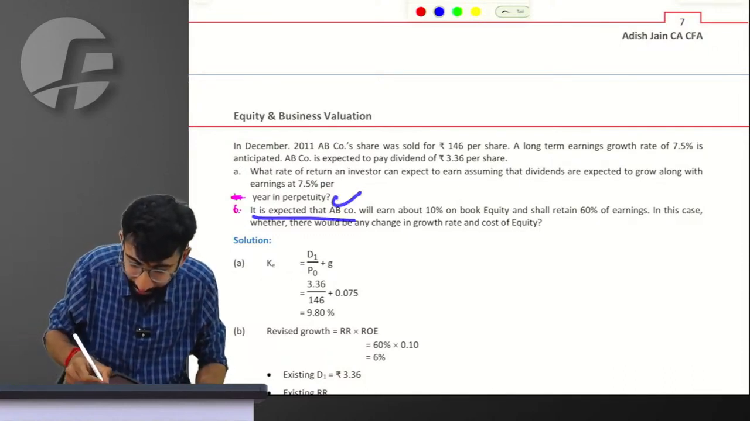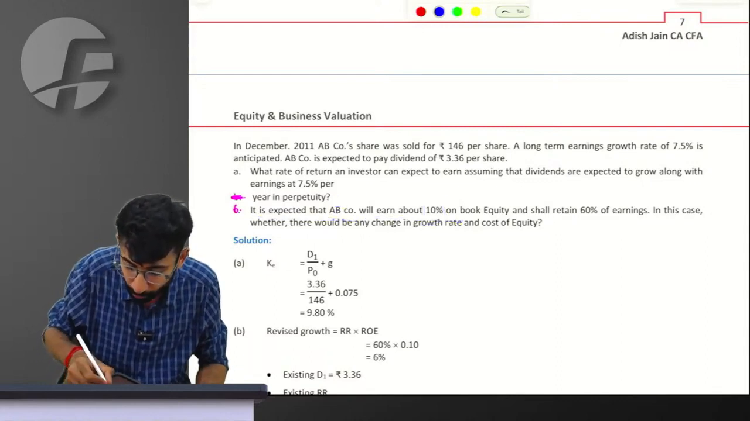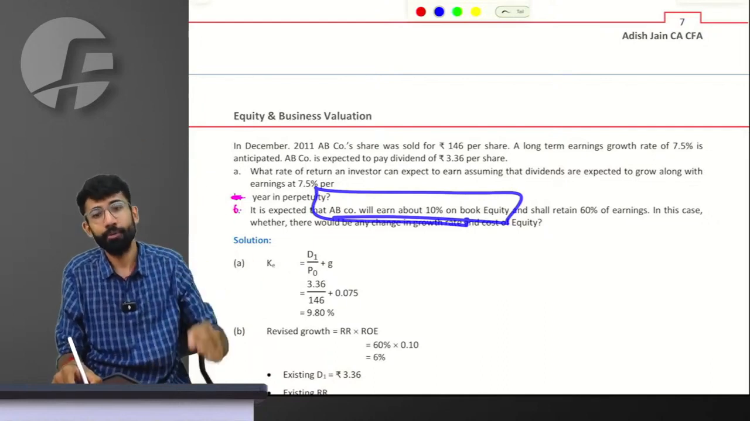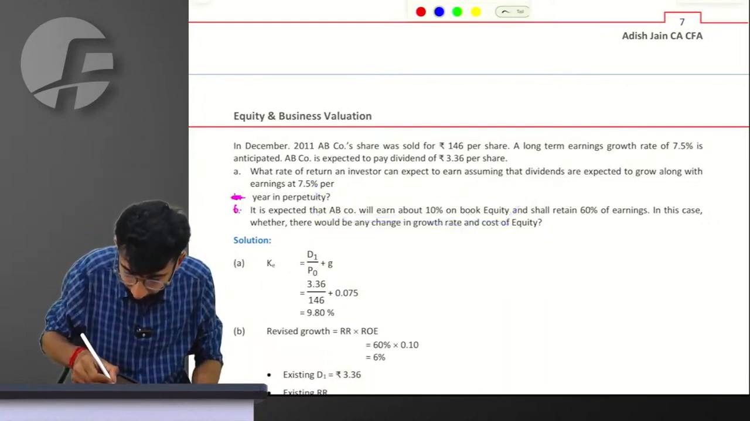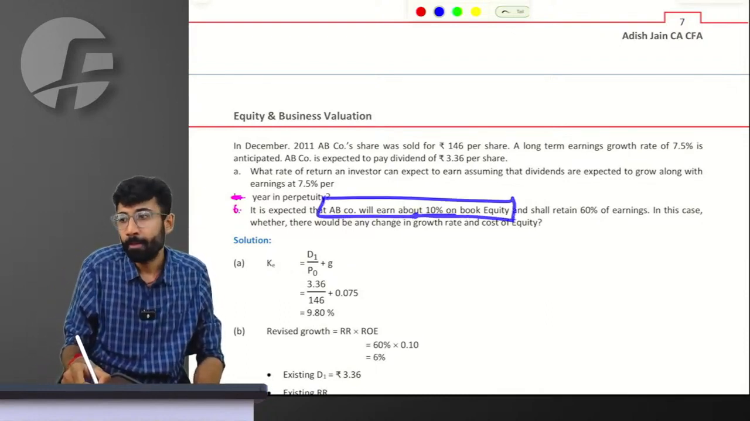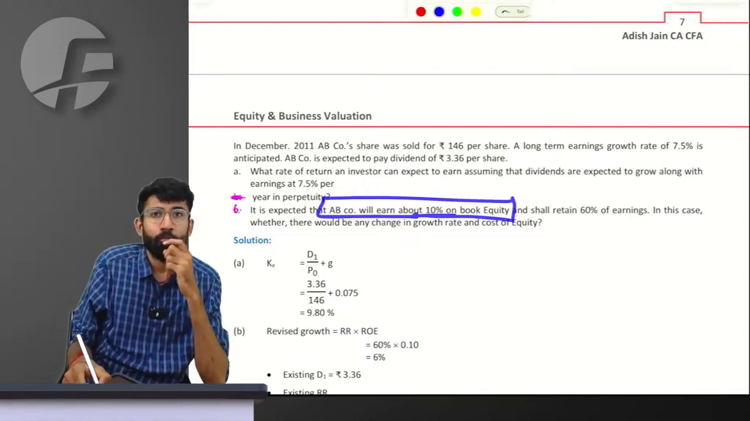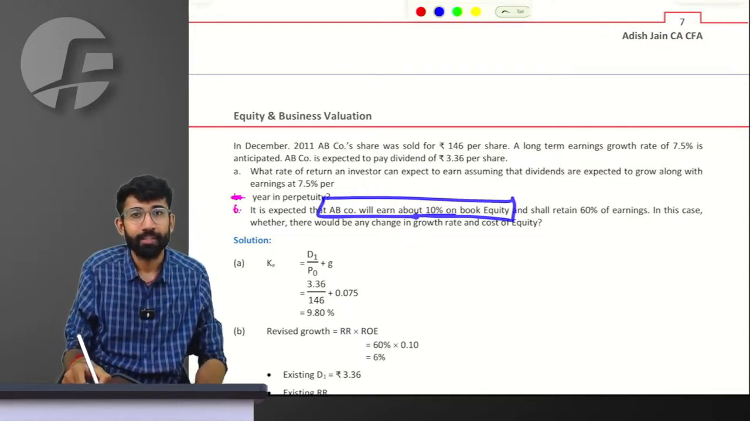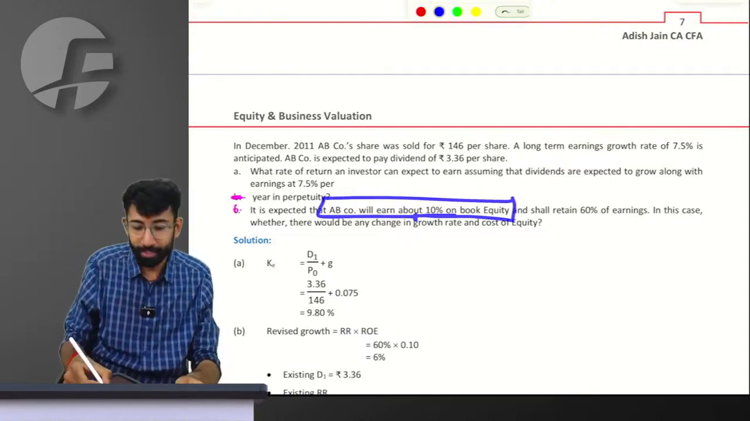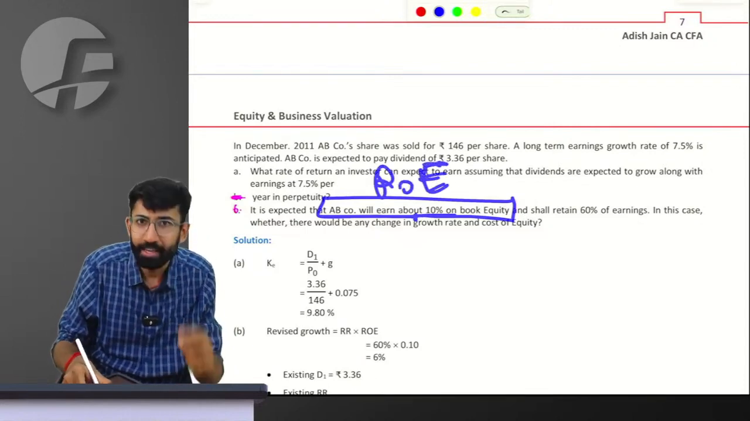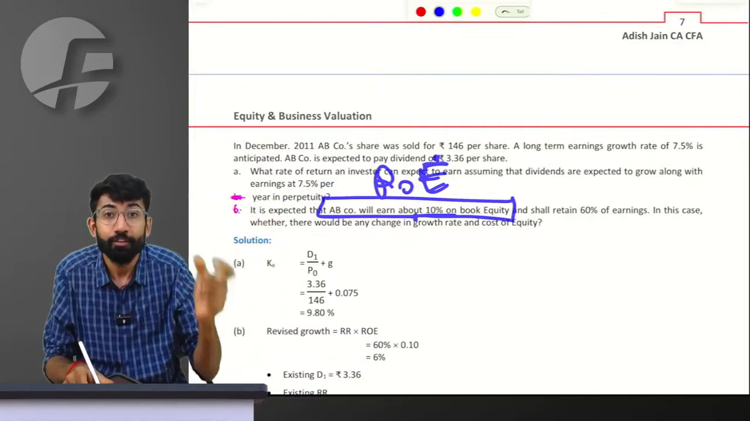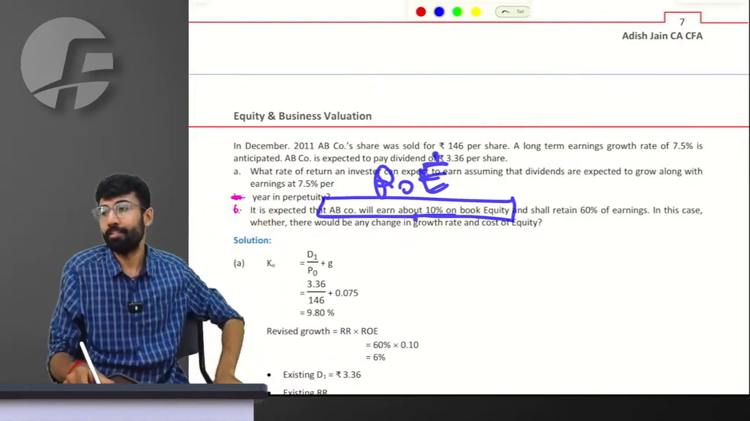It is expected that AB company will earn about 10% on book equity. Can anyone help me understand this line? Because if you understand, it is my salute to you. It is expected that company will earn about 10% on book equity. What do you think? What is 10%? What is your return on book equity called? Think. What is that formula of return in which book equity is the base? Return on equity. Didn't I tell you multiple times that ROE is a ratio based on books, based on balance sheet, where equity book value is considered as the base.